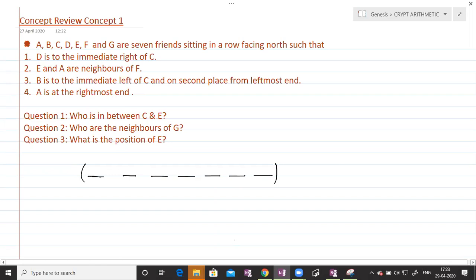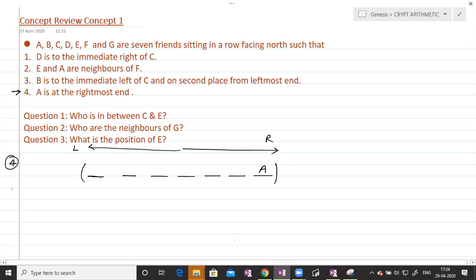Wonderful. Great. Fourth one, and also the third one. First, the fourth one, right? So I will go for statement number 4. What is given? A is at the rightmost end. Right means what I told you. This side must be the right and this side must be the left. So A must be here. The position of A is blocked. You cannot change it. It's the definite information.